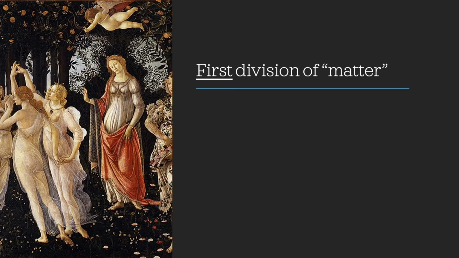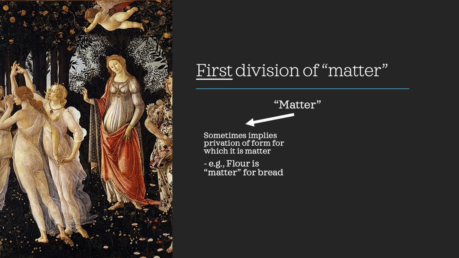Now that we've talked about privation, it's time to discuss matter. Matter sometimes implies a privation of form. For instance, flour is the matter of bread. But when we speak about flour being the matter of bread, we're implying the absence of the form of bread, since obviously when bread actually exists, there's no flour anymore.